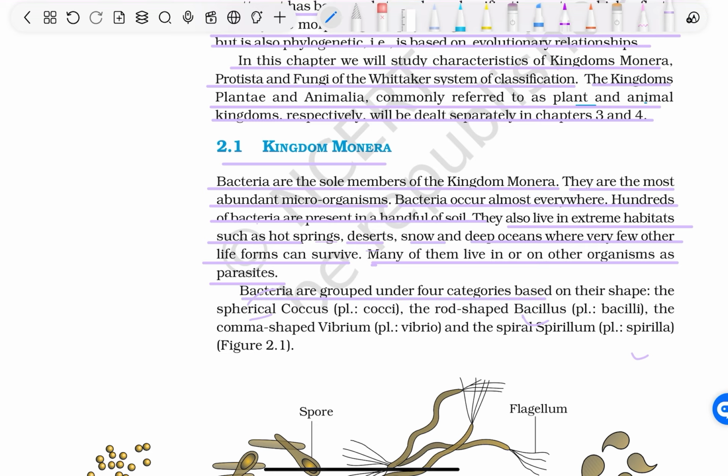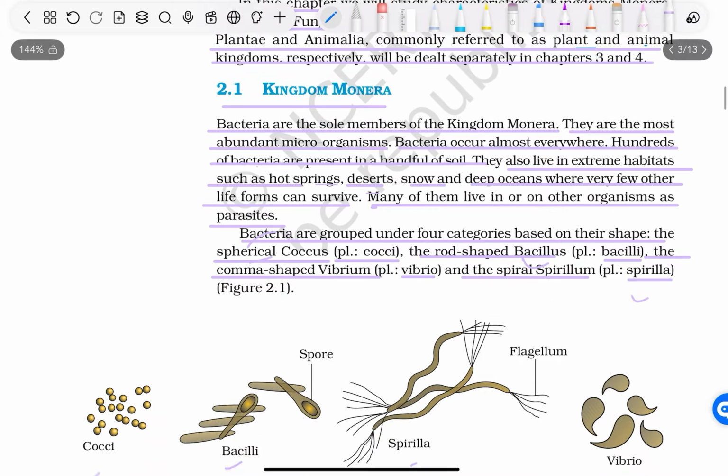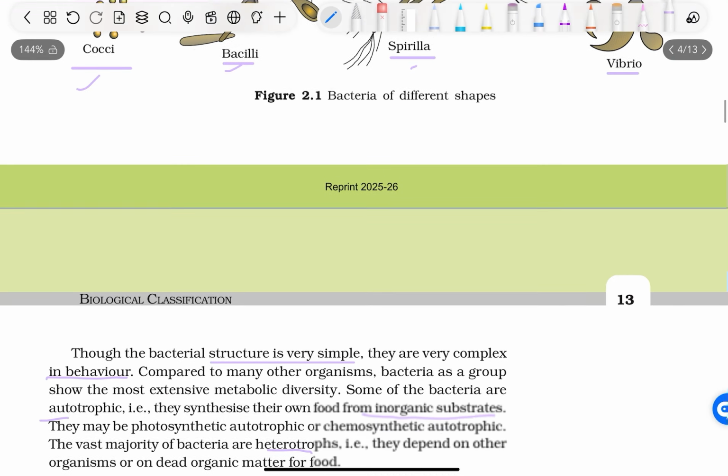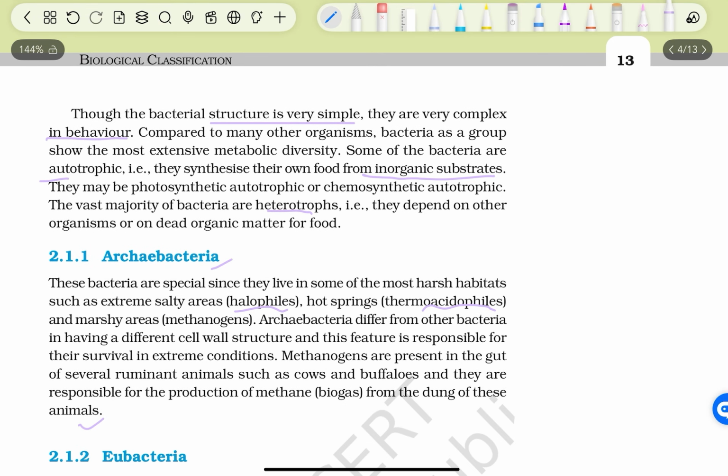Bacteria are grouped under 4 categories based on their shape: the spherical coccus, the rod-shaped bacillus, the comma-shaped vibrio, and the spiral-shaped spirillum. The plural of coccus is cocci, the plural of bacillus is bacilli, that of vibrio is vibrios, and that of spirillum is spirilla. Here, this is cocci, spherical shaped, this is bacilli, rod shaped, this is spirilla, spiral shaped, and this is vibrio, comma shaped.